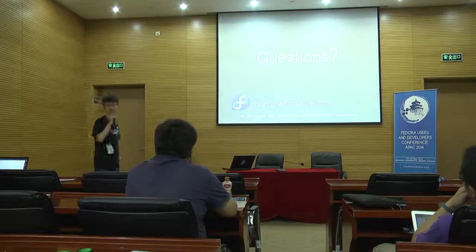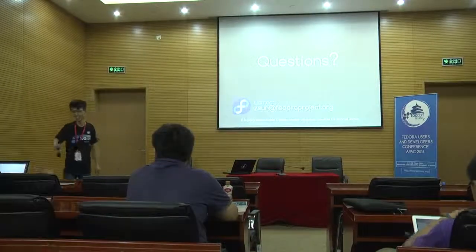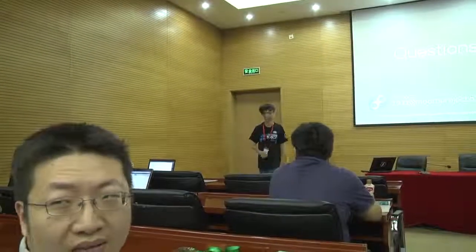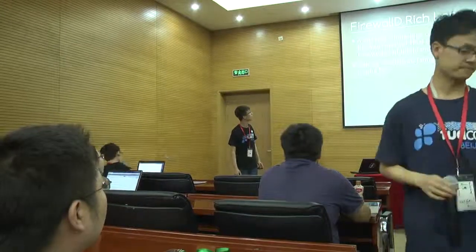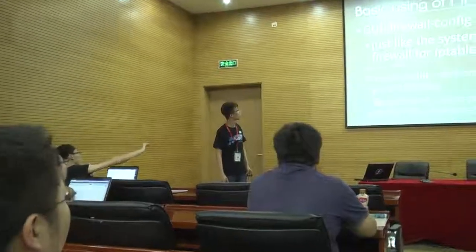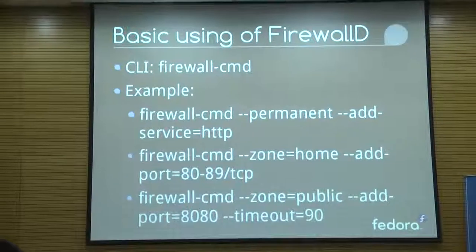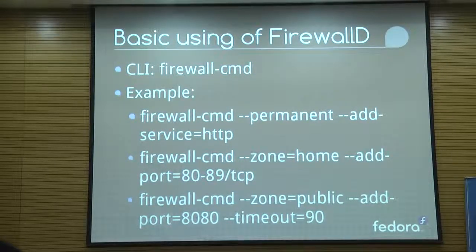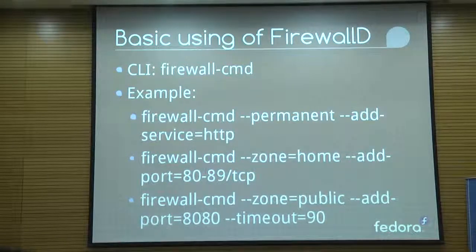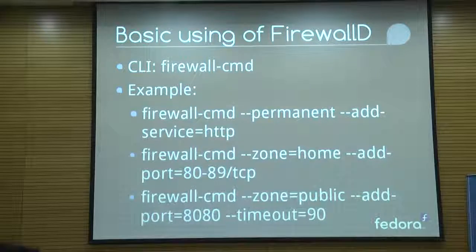Any questions? I have a question. In your presentation you showed the basic usage of FirewallD, the command line, and the permanent option, so I'm curious if it's possible to set the permanent rule and the temporary rule with just one command. This is one question, and the second question is about the TCP port. Can we specify the rule for both TCP and UDP ports for the same port range with one command?